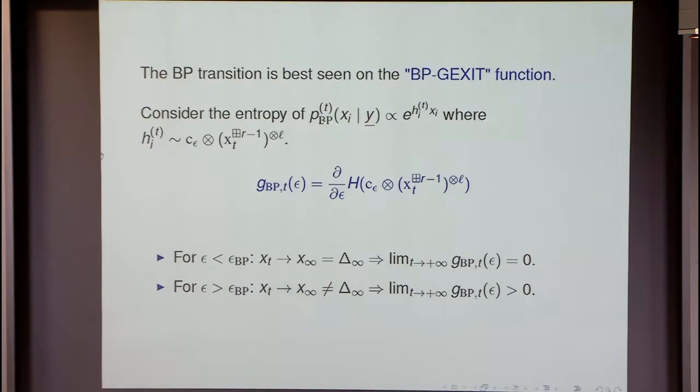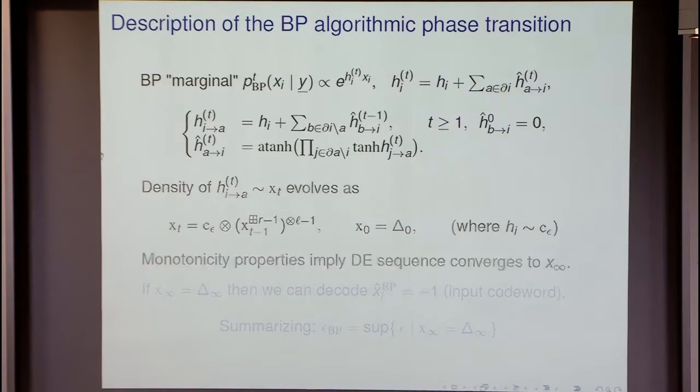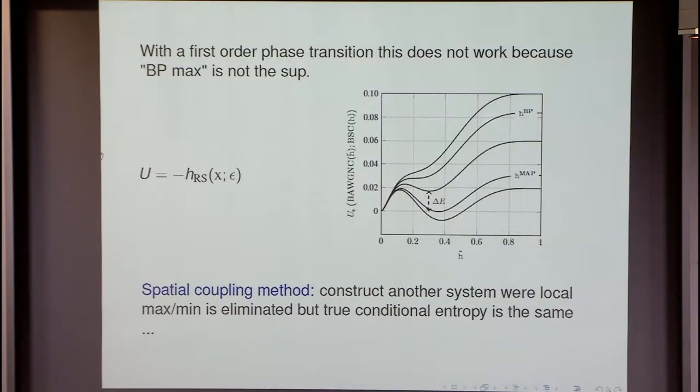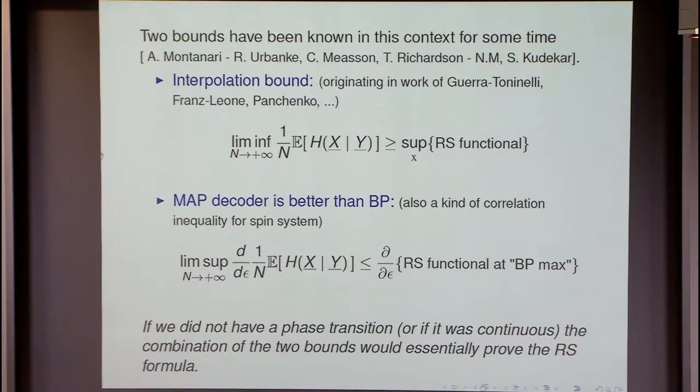So the Shannon entropy of this marginal, still averaged over y, and this is this h here. And you differentiate with respect to the channel noise, but you take a partial derivative, not the derivative with respect to the internal dependence here. So that's called the BP GEXIT curve. Okay? This BP GEXIT curve is exactly equal to the thing that was involved. Well, we'll see later on. It's exactly equal to this partial derivative of the replica symmetric functional.